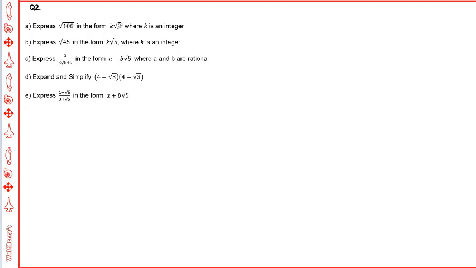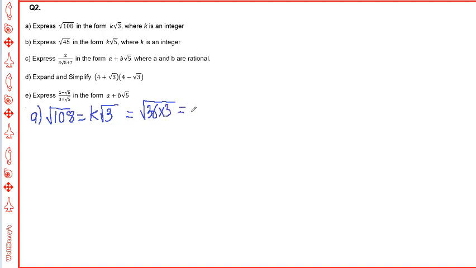So the first thing we're going to do is take this square root of 108, and we know it's equal to k root 3. We know this is equal to this. So the first thing we're going to do is take 108 and divide it by 3, because we know it's going to be 3 times something is 108. Now 108 divided by 3 is 36. So another way of writing square root of 108 is the square root of 36 times 3. 36 times 3 is 108.